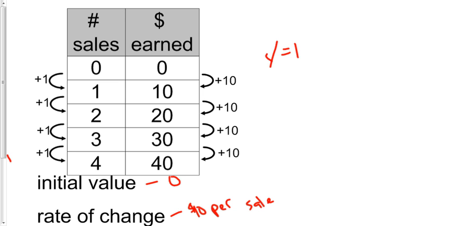So y equals 10x. I can put plus 0 if I want, but it's really not needed. It's just understood nothing was there. So here we go. Y equals 10x. I can put plus 0, or I can just say y equals 10x.